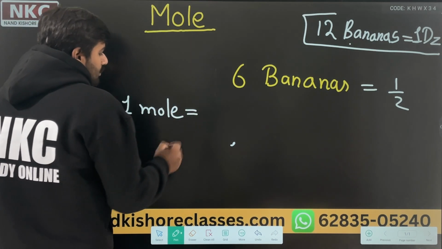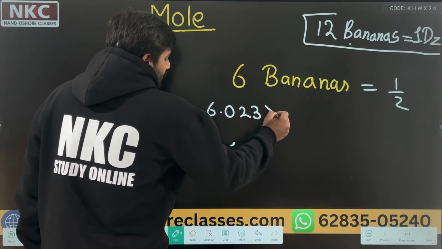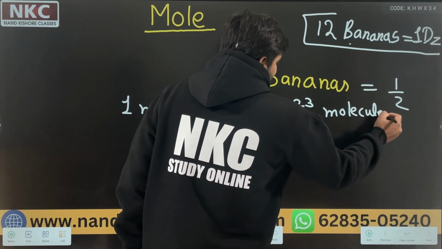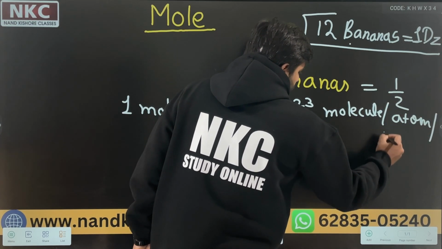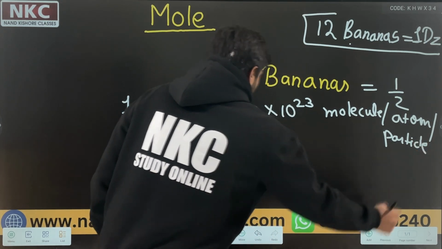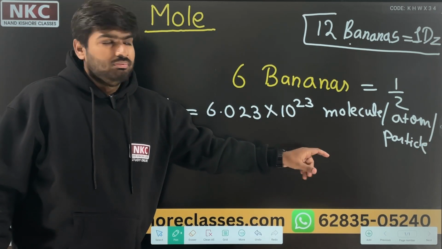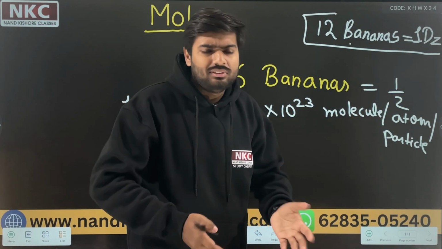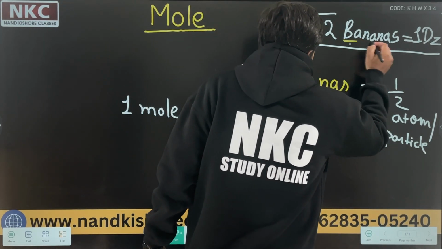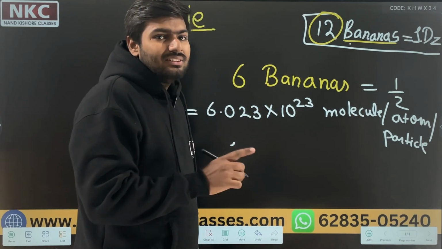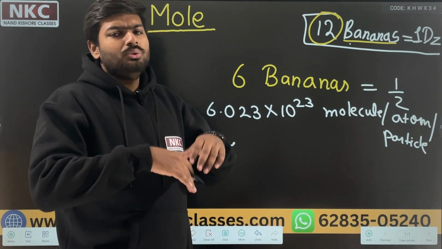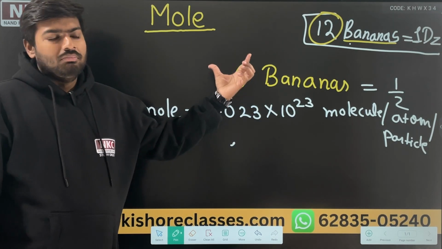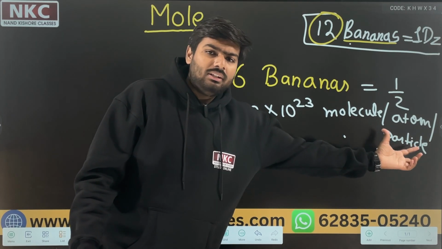1 mole is equal to 6.023 × 10^23 molecules, or you can say atoms, or also particles, whatever you can say. But this much amount will be there. For example, 1 dozen means 12. You can say 12 bananas, 12 copies, or whatever you want, but this 12 will be constant. This is the magnitude, or simply the quantity. And that is why here also this quantity remains the same. Here you can use molecules, atoms, or particles.